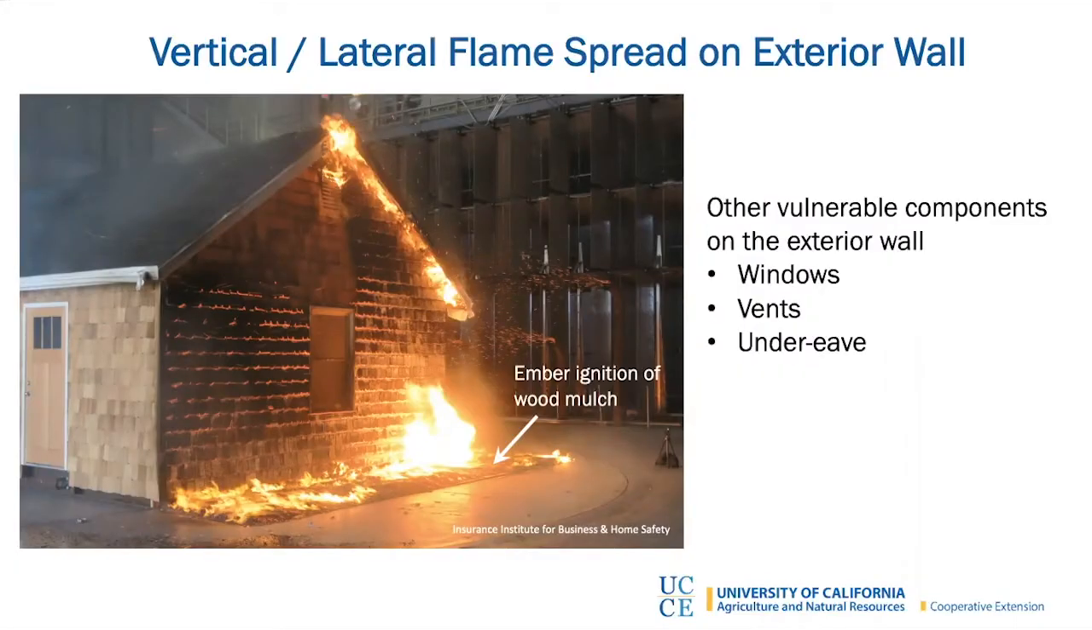Can you help me understand in that picture, do the flames really carry from one of those laps on each of the shingles up to the eave area, or did you get embers and kind of the preheating of the flame down below that ignited that under eave area?